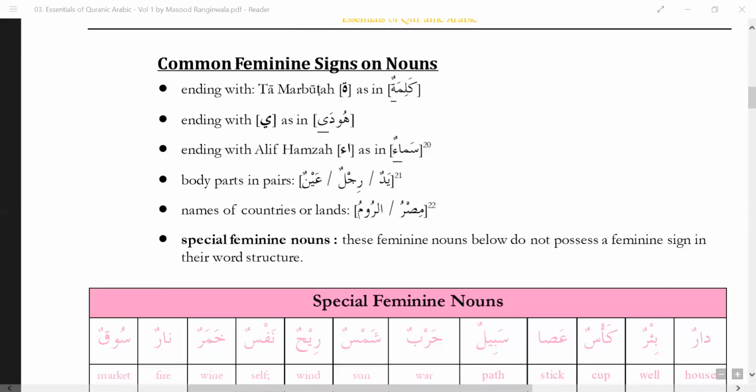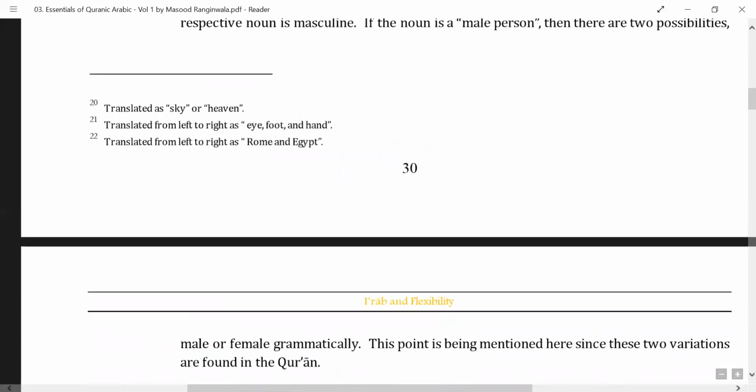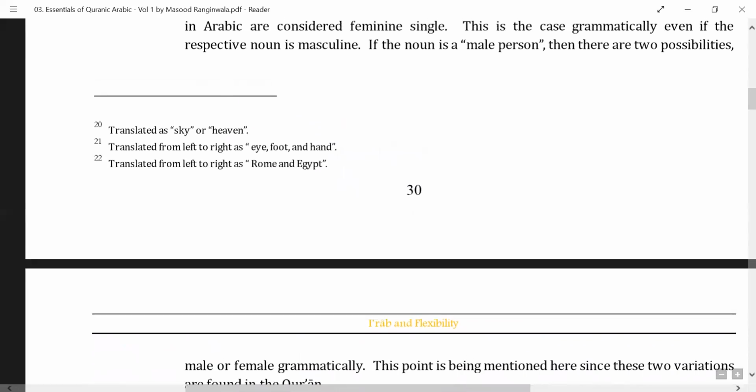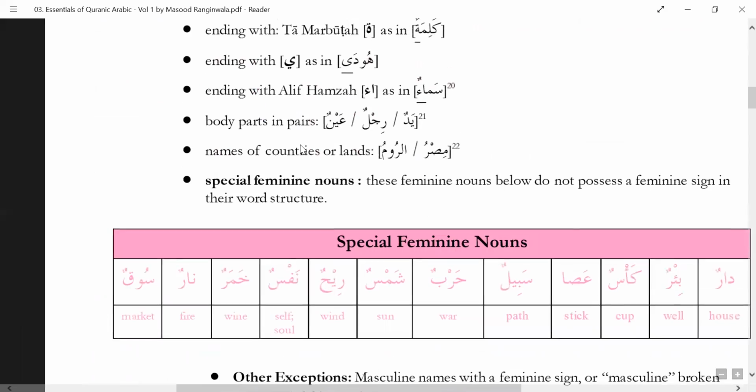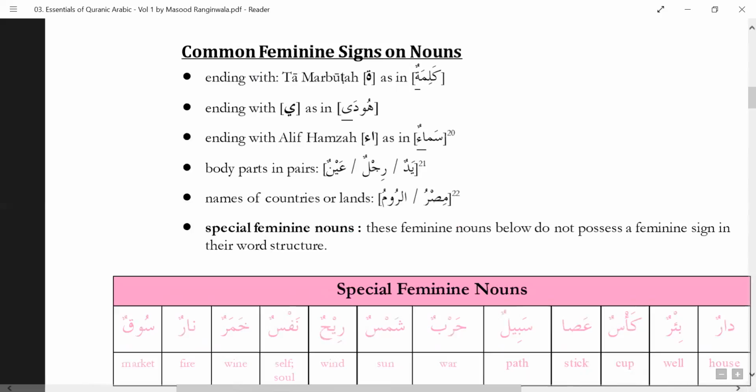So body parts in pairs, whichever body part you have which is in two, like two eyes, two hands, those are all feminine. Ainun means eyes. Yadun means hands. Rijlun is legs. They've given the translation here: eye, foot, hand. You can see the footnote mentioned with the number. Sama'un means sky. Again the footnote, the meaning is down there.